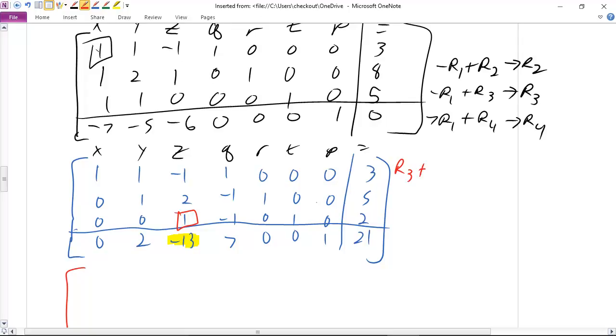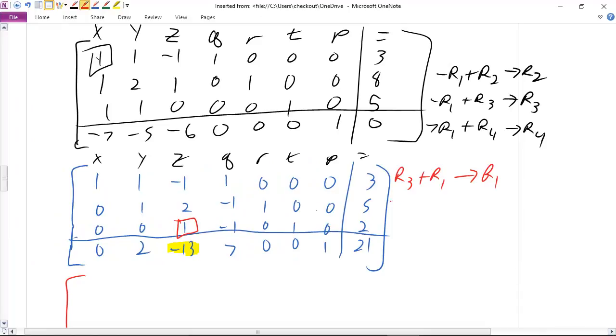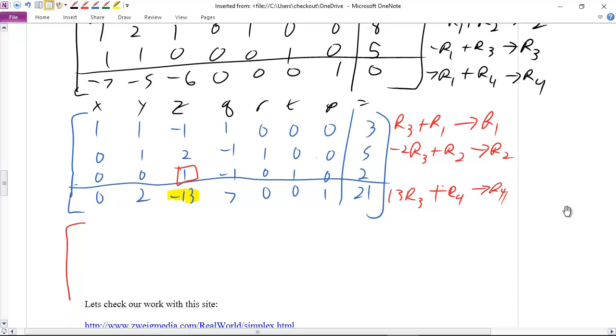So I take row 3 plus row 1 to make a new row 1. I would do -2 row 3s plus row 2 to make a new row 2. And then I would need 13 row 3s plus row 4 to make a new row 4. And that would be my math. Okay, so now we did our pivot. So let me write down our new matrix.